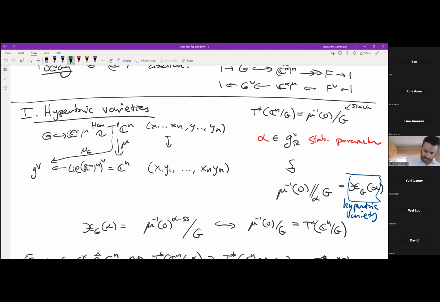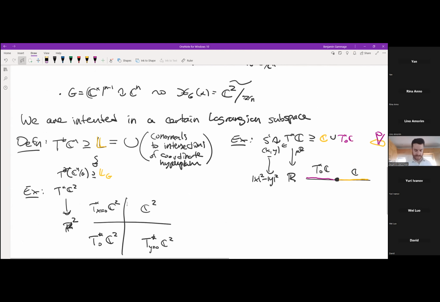So, right, this T star C to the N mod G, I said its definition is that it's mu inverse of zero mod G. So my L is totally contained inside of this mu inverse of zero. So I can take its image under the G quotient. And that's what this LG is going to be. So okay, I've defined for you some Lagrangian, which I'm telling you sort of controls all the symplectic geometry, or at least the part we're interested in, inside of these stacks.